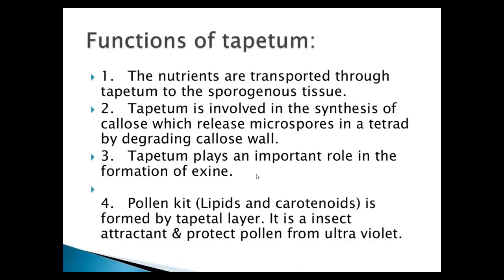So this is completely the anther structure. The development of the microsporangium or pollen sac contains the epidermis, endothecium, middle layers, and tapetum. The tapetum is of two types: amoeboid tapetum and secretory tapetum. And then in the development of the pollen grain, or microsporogenesis, the microspore mother cells.